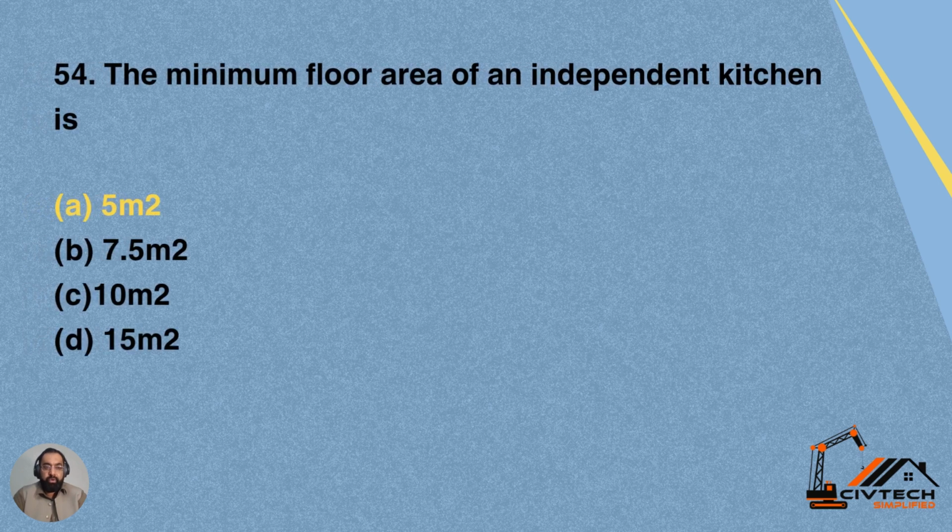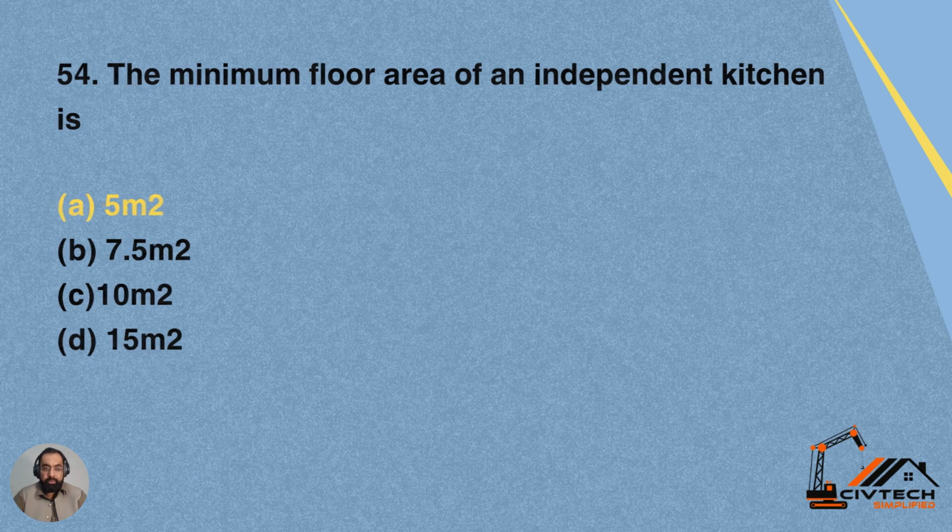Then we have question 54. The minimum floor area of an independent kitchen is: A, 5 meters square; B, 7.5 meters square; C, 10 meters square; D, 15 meters square. So option A is correct for this question, which is 5 meters square. The minimum size of a kitchen should be 5 meters square.